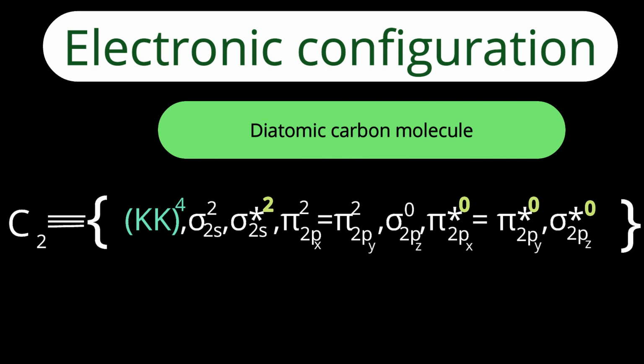In σ2pz, no electron. π*2px and π*2py are degenerate, of the same energy. Therefore, an equal sign is there between them. And each orbital has no electron. And the highest energy orbital, σ*2pz, has no electron.